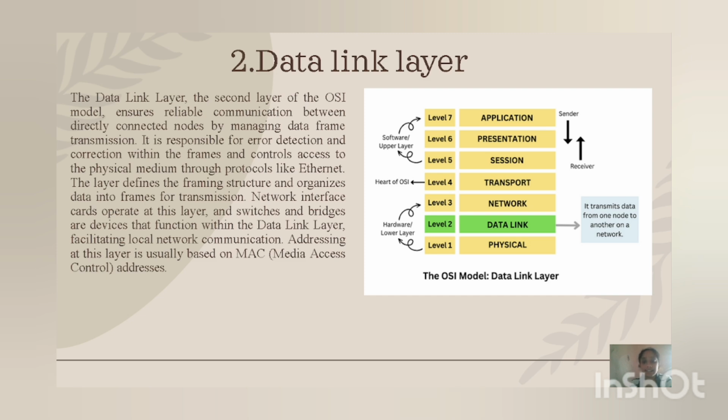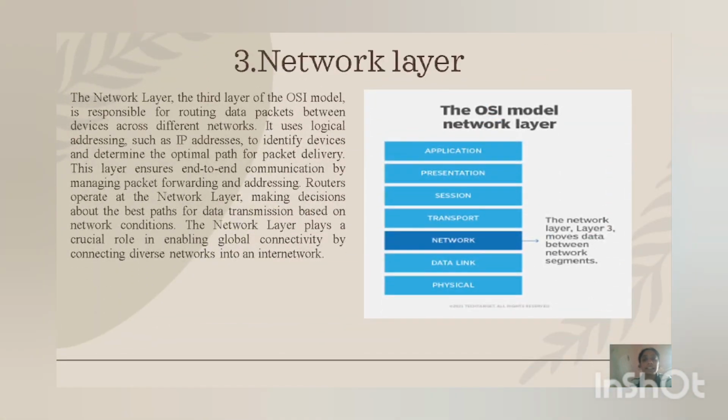Next layer is the network layer. The network layer is layer 3 between network segments. It is responsible for routing data packets between devices across different networks. It uses logical addressing such as IP addresses to identify devices and determine the optimal path for packet delivery.